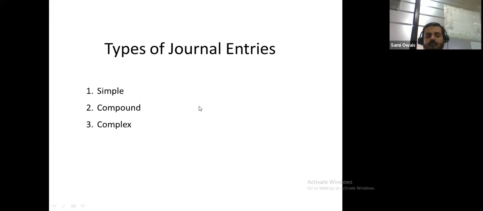One is the simple journal entry. As the name says, a simple entry has one debit and one credit. For example, salaries paid would have one cash line and one salaries line. That is called a simple journal entry. Second we have compound journal entries. A compound journal entry is when I have one debit and 2 credits, or one debit and 2 credit lines, then that would be a compound entry.